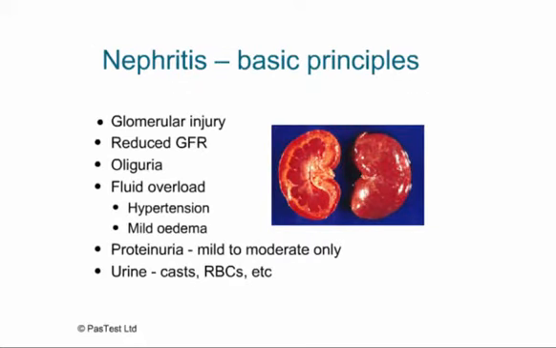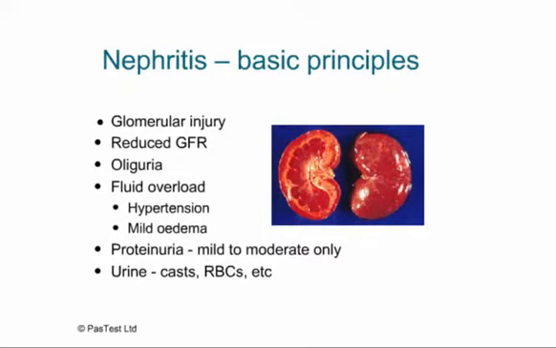Let's just review the basic principles behind nephritis. This is important for us to understand the clinical features that this syndrome exhibits. Nephritis is all about glomerular injury, and therefore the GFR falls, the creatinine rises, and the patient becomes oliguric. As a consequence of voiding less, they experience fluid overload, and as such get things like hypertension, mild edema, raised JVP, hepatomegaly, and we mustn't forget that with nephritis, the main thing is that these patients are hypervolemic.